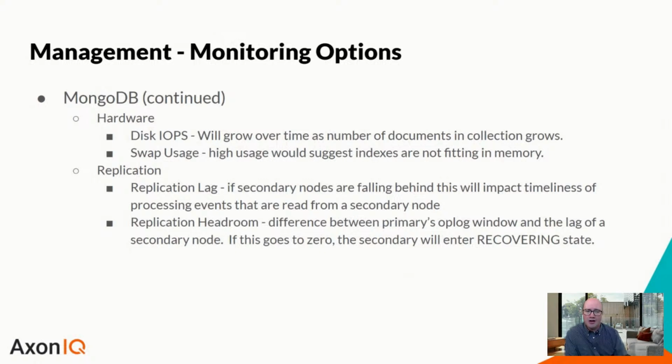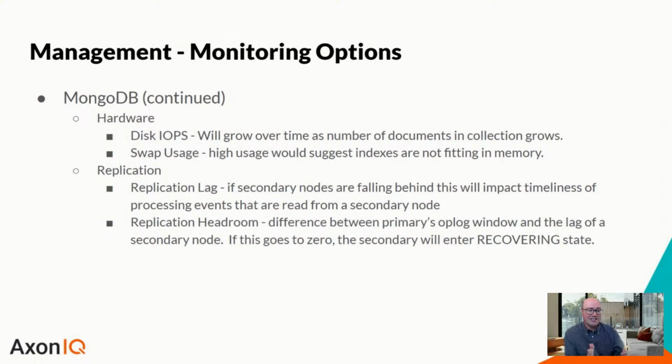Replication is another one. You want to monitor replication lag and replication headroom. The lag, you want to make sure that your secondaries are not falling behind the primary by too much. If they fall too far behind, and we'll talk about that in the headroom piece, your ability to process events in a timely manner is going to be impacted. If you need to keep a particular view updated as fast as possible, that's going to be impacted. If you need to be able to push out things with subscription queries, that's going to be impacted. So these are all the issues that you're going to run into if the replication lag starts increasing.